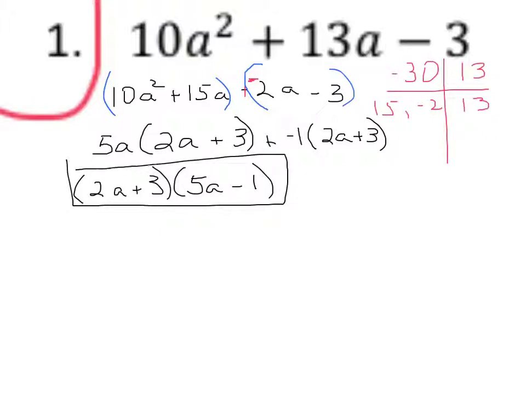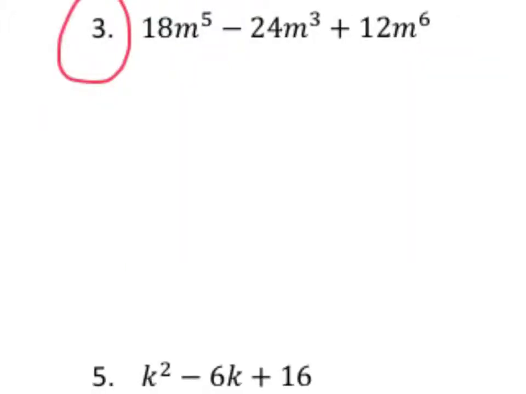This is what we hope is the solution, and we can check that easily with a quick FOIL. First term is 10a squared, outer term is negative 2a, inner term is plus 15a, so that gives us plus 13a, and then the last term is minus 3. And this corresponds with what we started with, so we've checked our answer. Okay, go ahead and use grouping on this problem and see how you do.